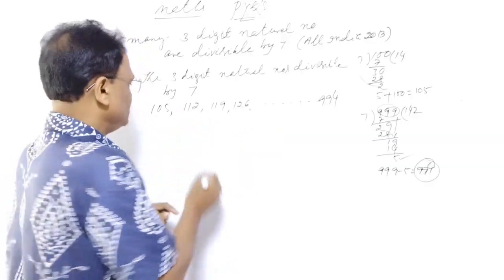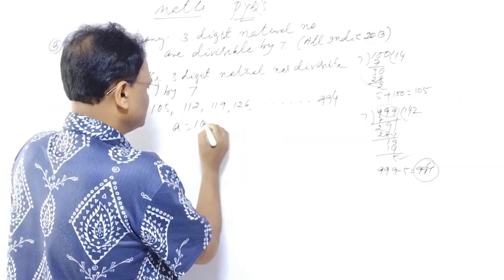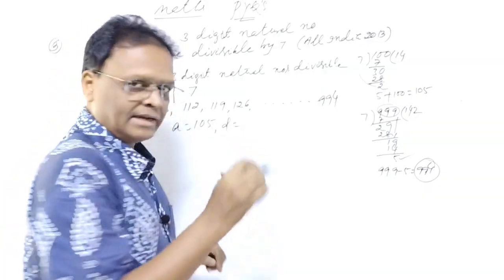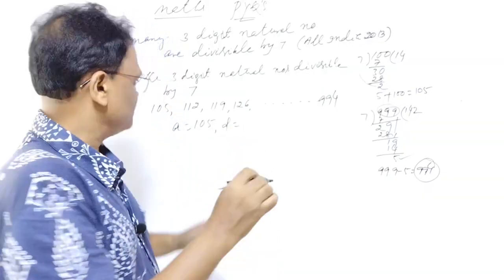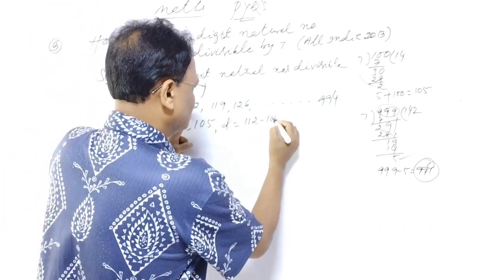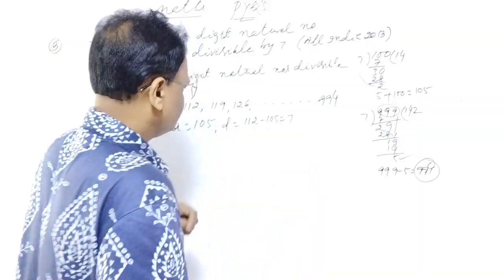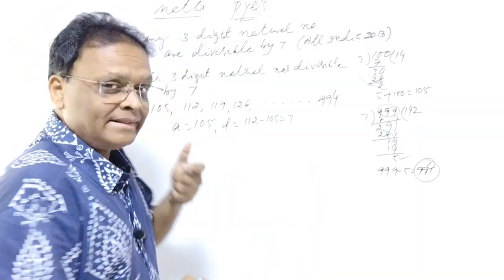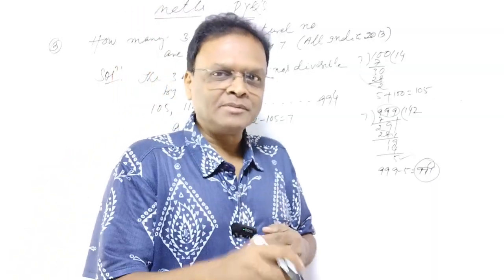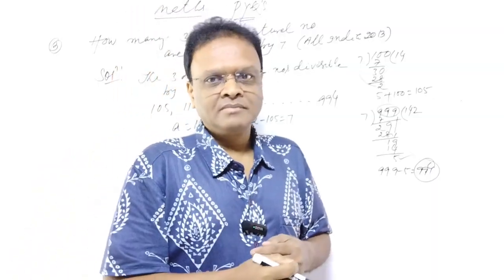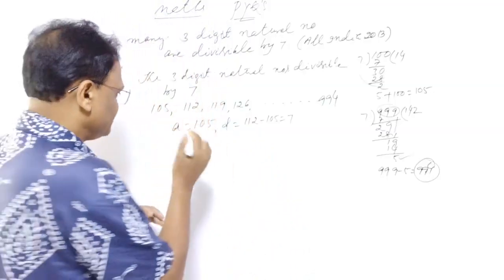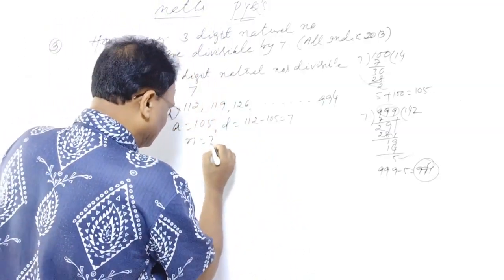Common difference equal. So A, the first term, is 105. D you can even find. D is equal to A2 minus A1, means second term minus first term. Second term is 112 minus first term 105, and this gives me 7. He is asking how many 3 digit numbers. Once I told you how many, or which term, it means you have to find n. So I have to find n.